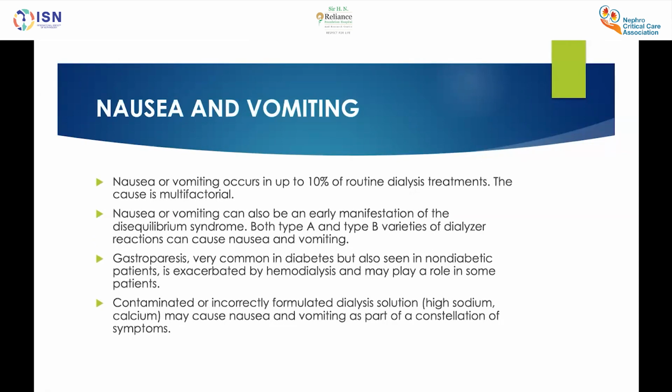Nausea and vomiting. Now, this occurs in up to 10% of routine dialysis treatments. It could be an early manifestation of disequilibrium syndrome. Both type A and type B varieties of dialyzer reactions can cause nausea and vomiting. Gastroparesis, which is very commonly seen in diabetic patients, but also seen in non-diabetics, is exacerbated by hemodialysis and may play a role in some patients. Contaminated or incorrectly formulated dialysis solution may cause nausea and vomiting.